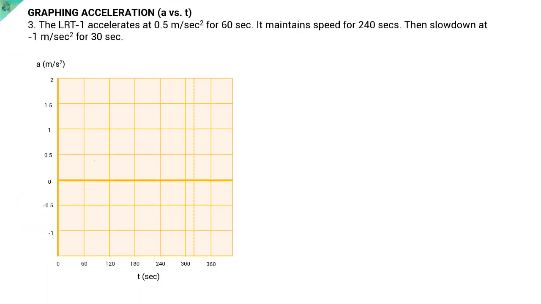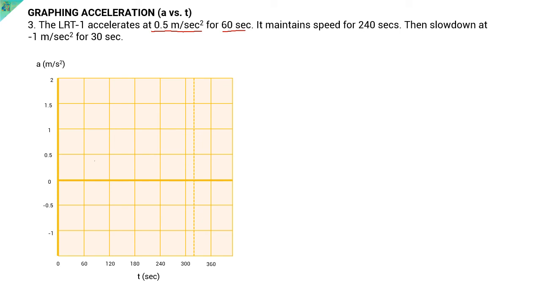Okay, for our example number 3, we are now to graph acceleration versus time. This would be the easiest of all three, since as you can see here, we are already given the acceleration. Okay, so we still have three situations, first, second, and third, and let's now try to plot them down.